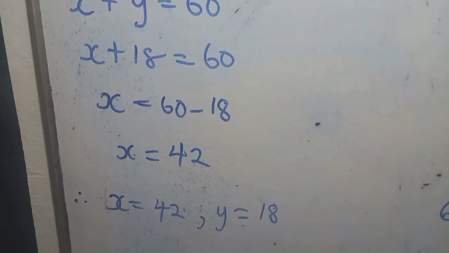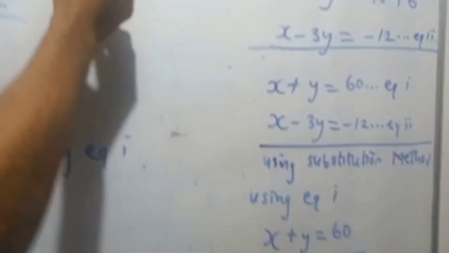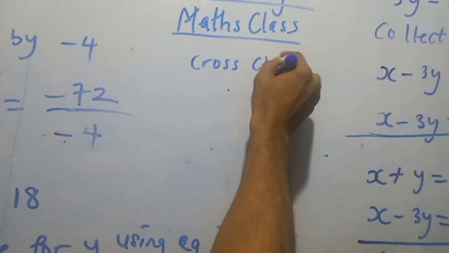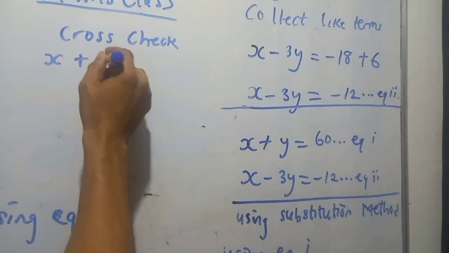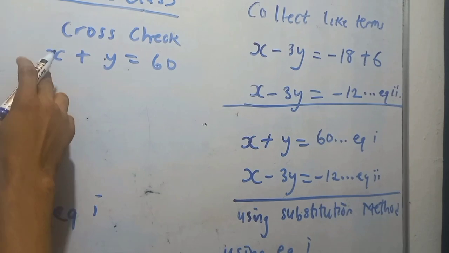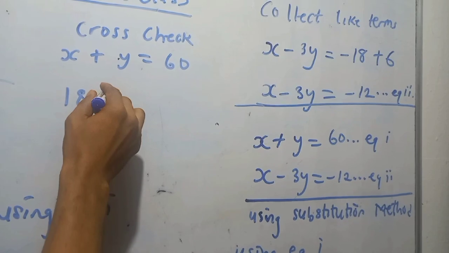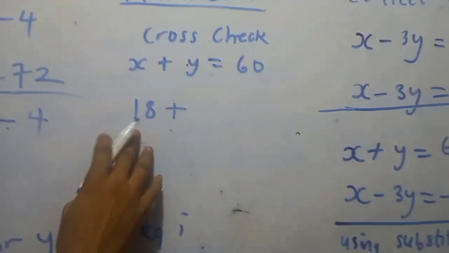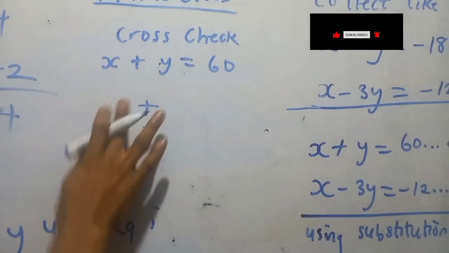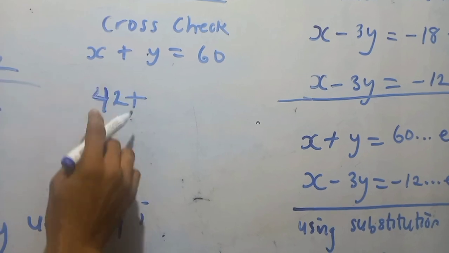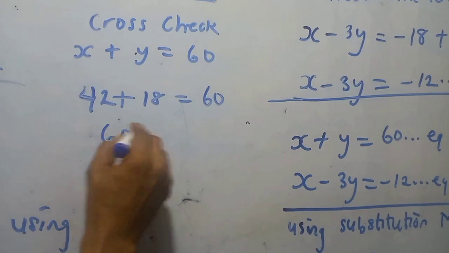Now, if we want to cross check if our answer is correct, we have equation 1 as x plus y equals 60. We now have our x as 42 and our y as 18. So let's see, 42 plus 18 is 60, equals 60.